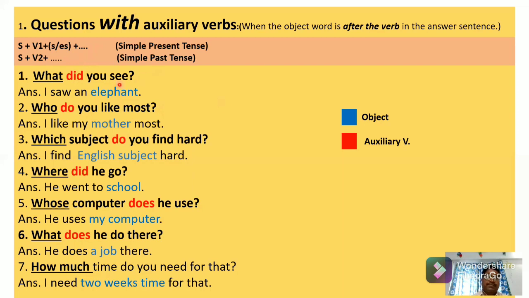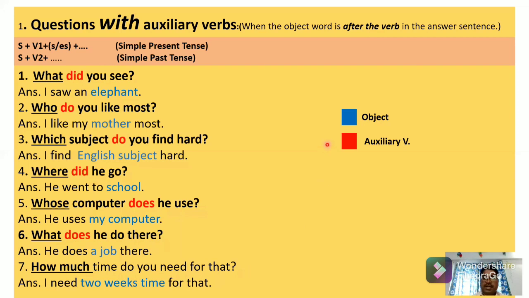So let us discuss. Look at the sentences. What did you see? Who do you like most? Which subject do you find hard? Where did he go? Whose computer does he use? What does he do there? How much time do you need for that?